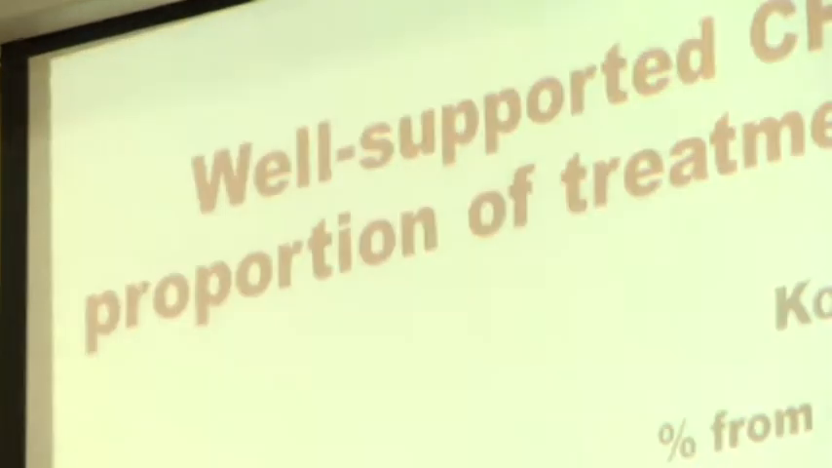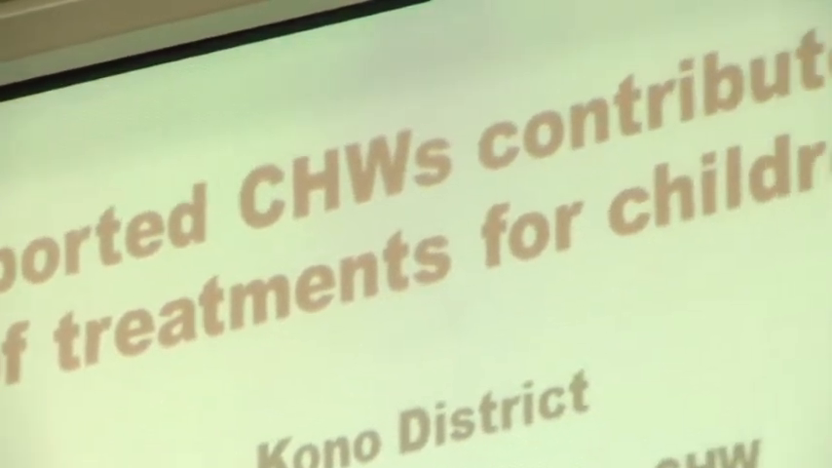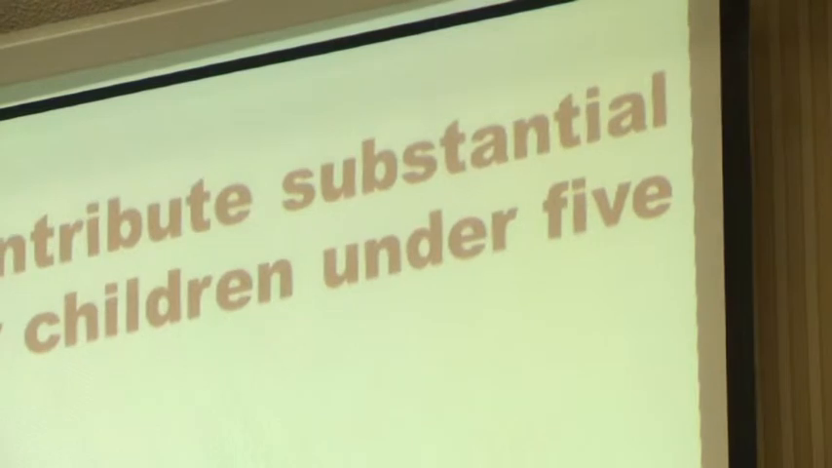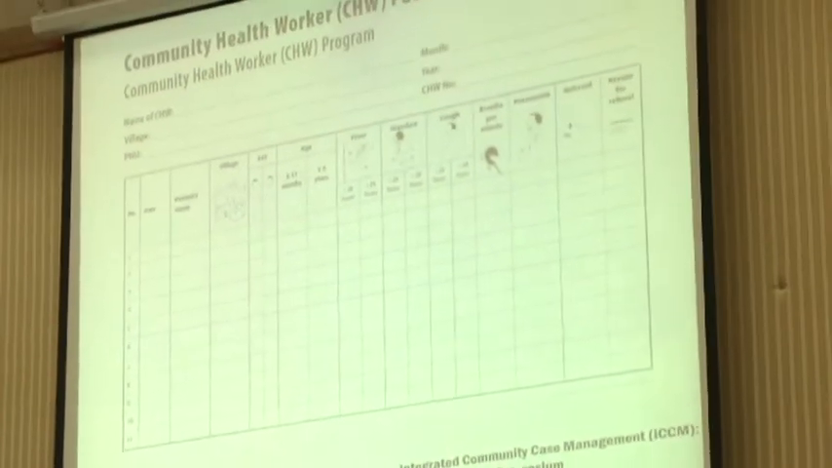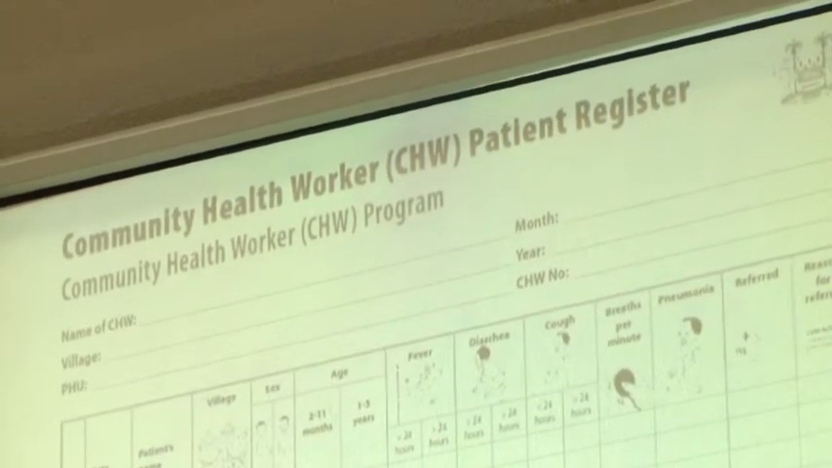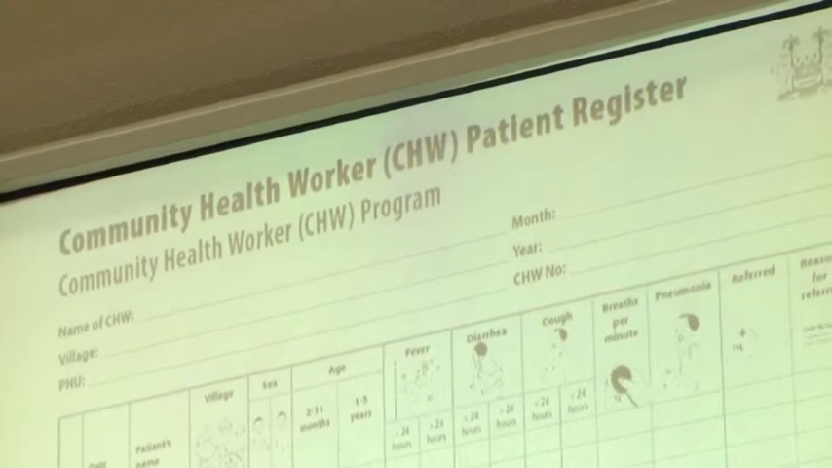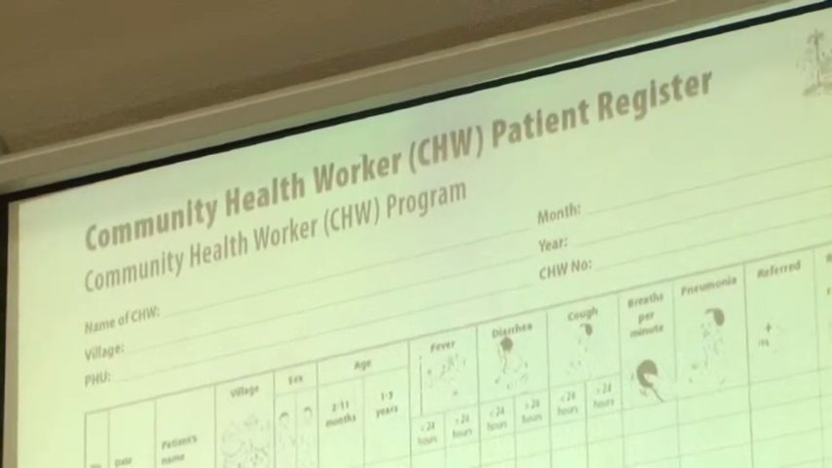This data is coming from the IRC monitoring system. And just to also give some numbers to these proportions, in Kono, the community health workers were giving about 7,000 iCCM treatments a month to children under 5. So in Kono, there were about 850 community health workers, serving a population of about 50,000 children under 5, giving about 7,000 treatments per month. Okay, so where does all of that data go? There's a lot of data being generated every month by a large number of community health workers. So this is the community health worker patient register that was being used at the time when the data that I just showed was being collected.